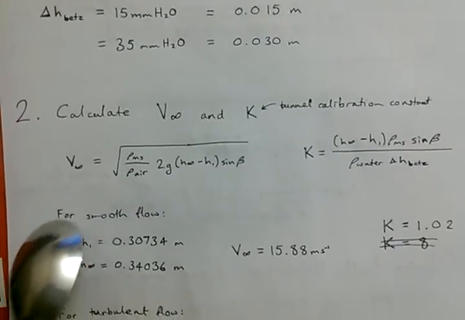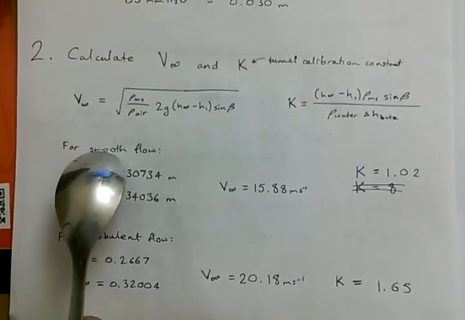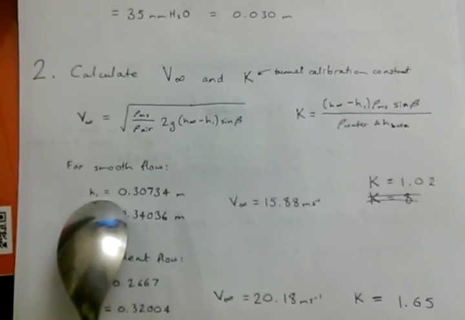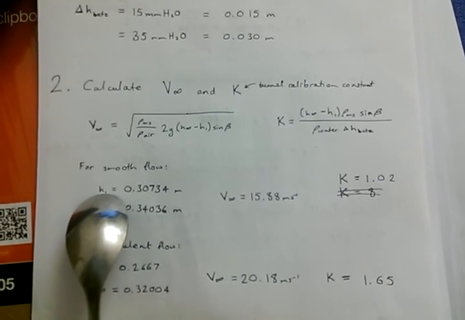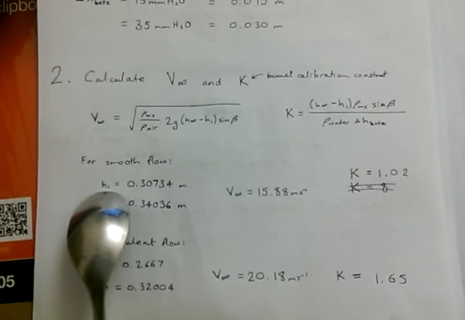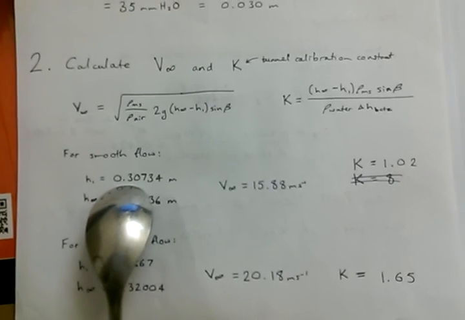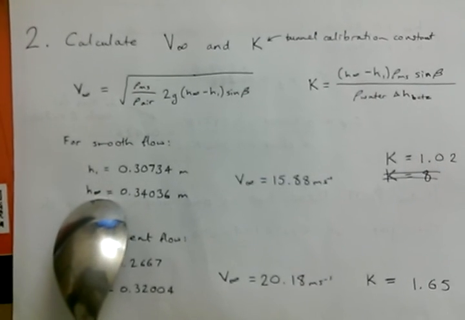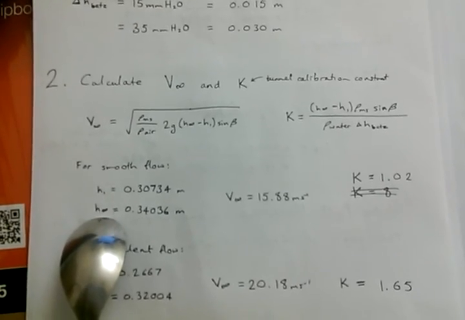So how to do each one? You have to do it for smooth flow, and you also have to do it for turbulent flow. So for smooth flow, how do you do this? You work out rho air, like we did over there. H1 for my measurements, remember, what was it? H1 was where theta is 0. H1 is the height measured at theta is 0, and I got 0.307, this thing. H infinity is tube 34.